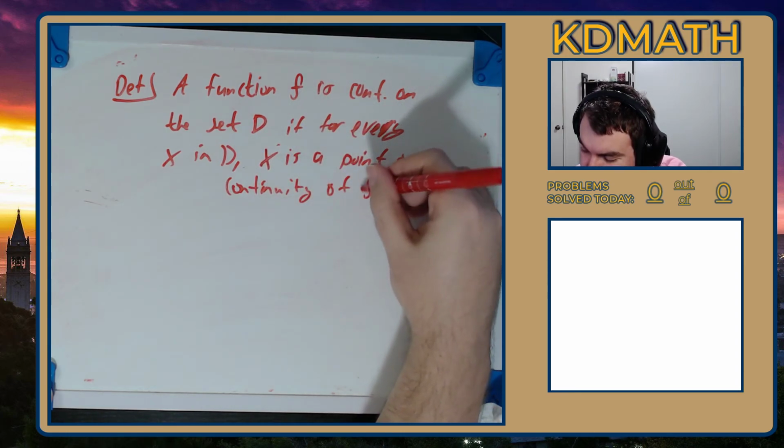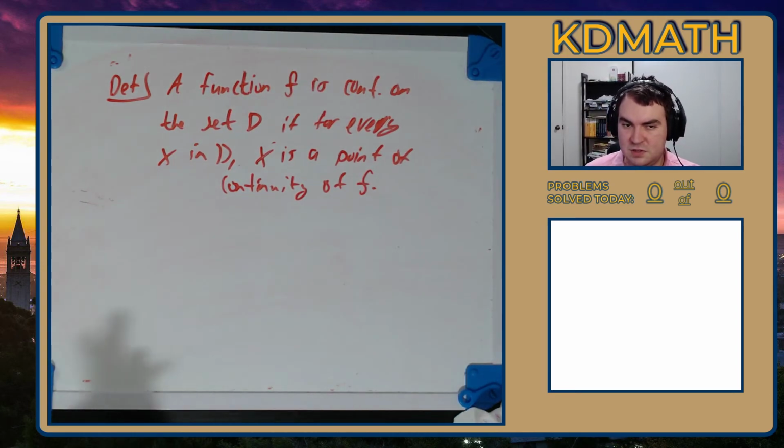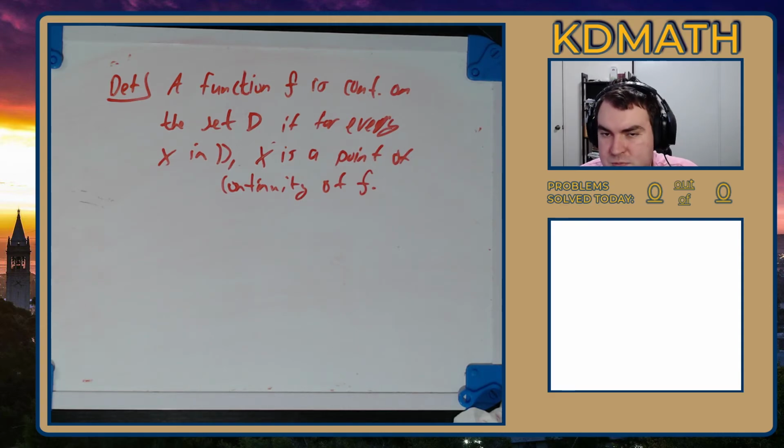So f is continuous on D if for every x in D, x is a point of continuity. So when we say a function is continuous, we usually mean that it's continuous on its domain. Okay. So we have the notion of continuous at a point and continuous on a set. And they're very closely related. They're almost the same thing. Continuous on a set means you're just continuous on every point in your domain, or on every point in that set.